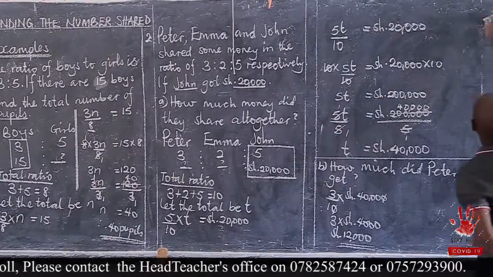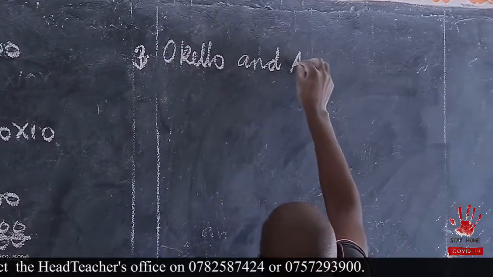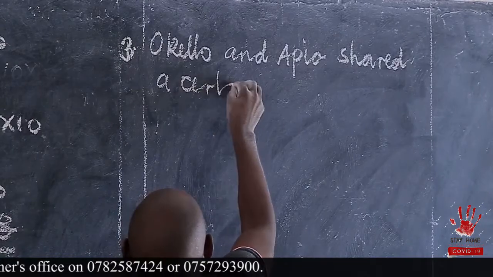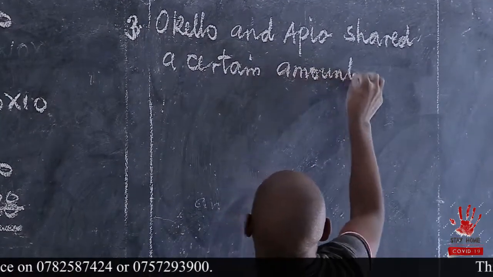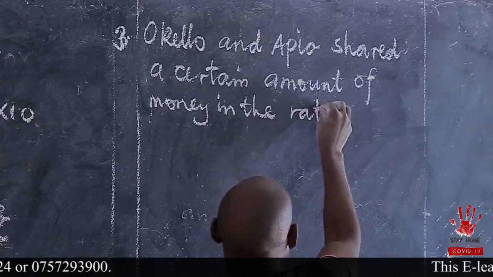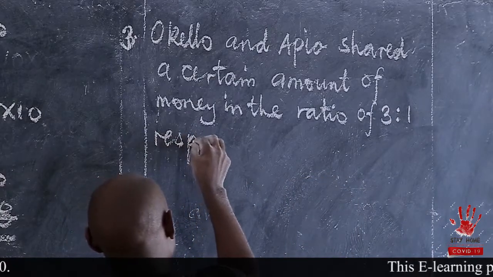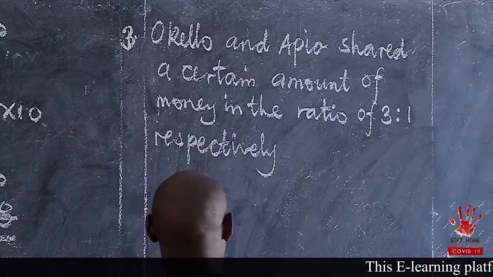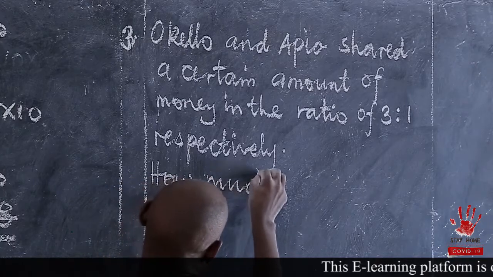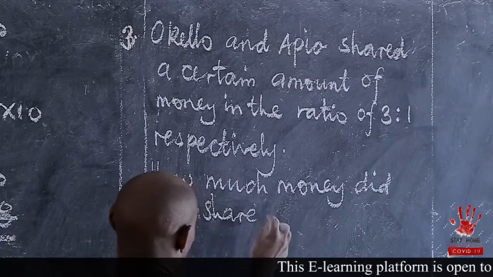Example 3. Okero and Appeal shared a certain amount of money in the ratio of 3 to 1 respectively. Respectively. So I'm asking how much money did they share all together?